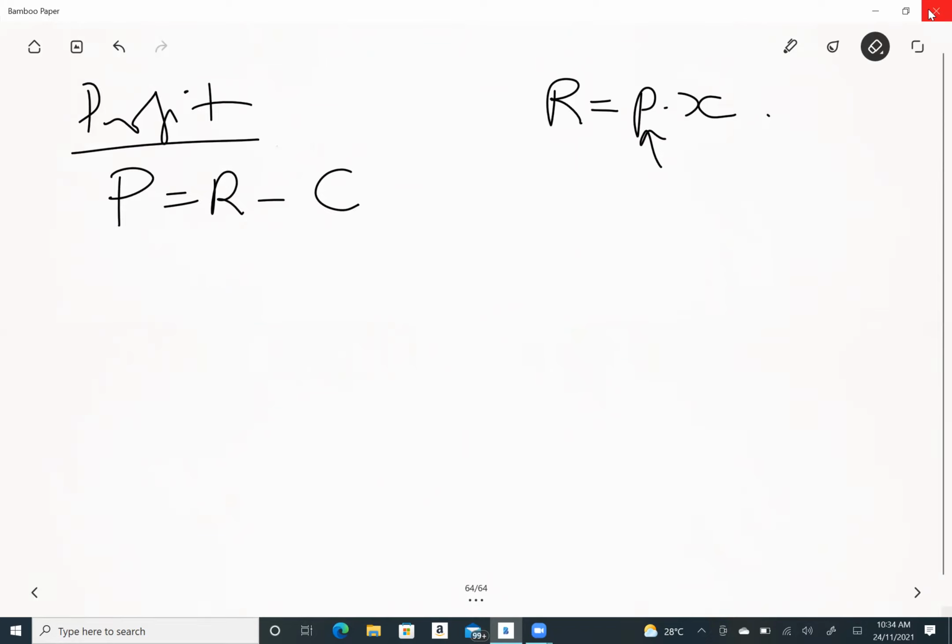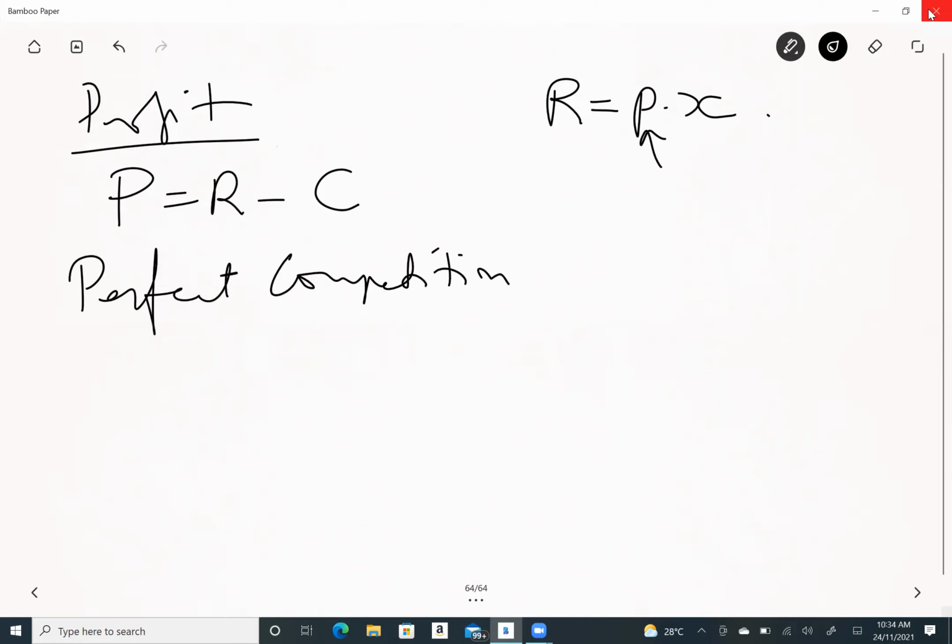One is perfect competition, where you have so many firms. And what is the other type of market? The other extreme. Both are extreme, you know, one is extreme left, the other is extreme right. The opposite of perfect competition: you have a monopoly market.